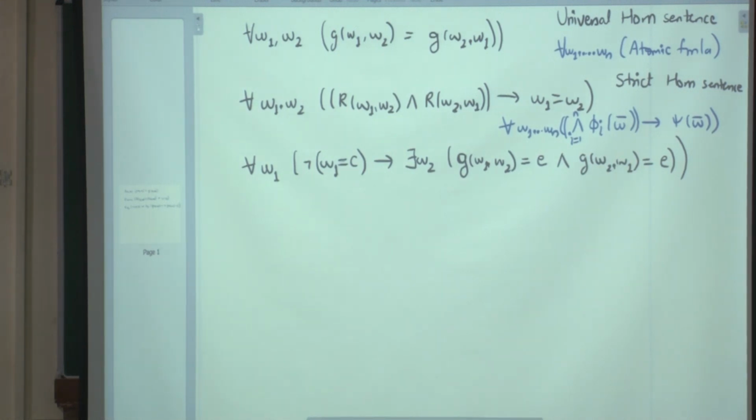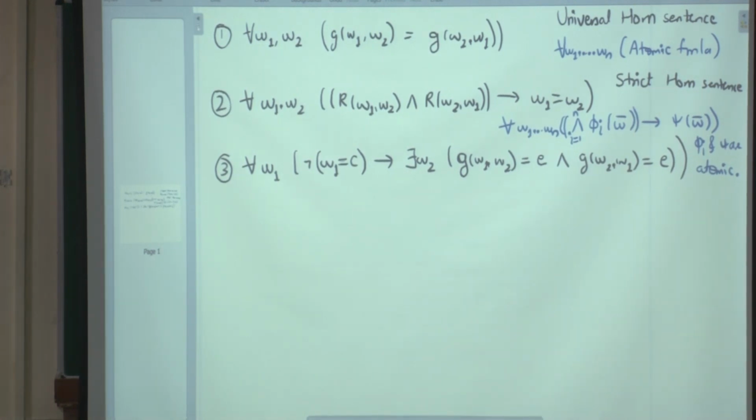Now I am also going to ask you something related to this. So this is like 1, 2 and 3. Maybe I should write here that the phi i's and psi are atomic. Okay.